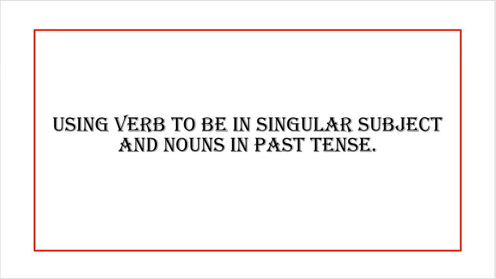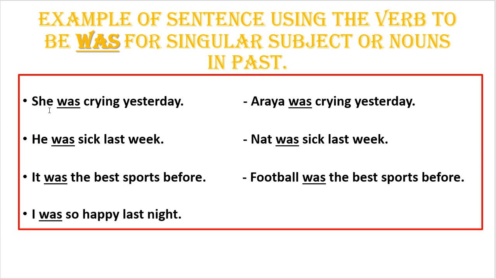Okay, so singular subject. So what is singular again? So he, she, it. Okay, so that is singular. Okay, so let's go here. So here I have an example of a sentence using the verb to be was for singular subject or nouns in past.